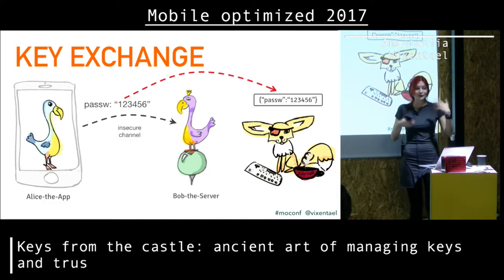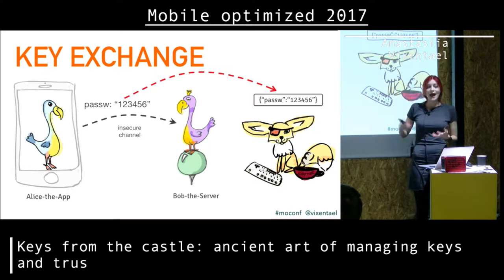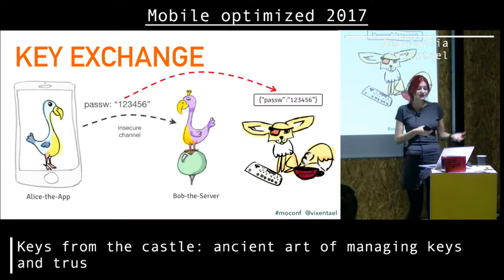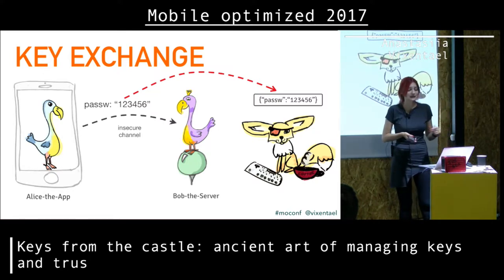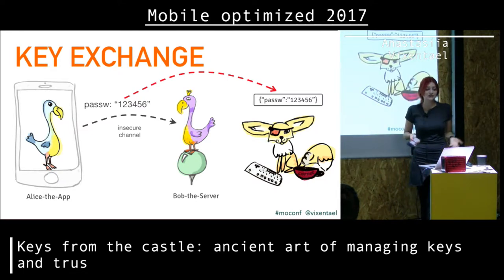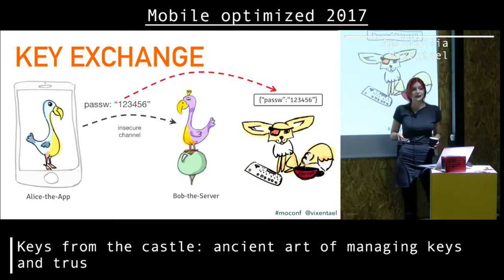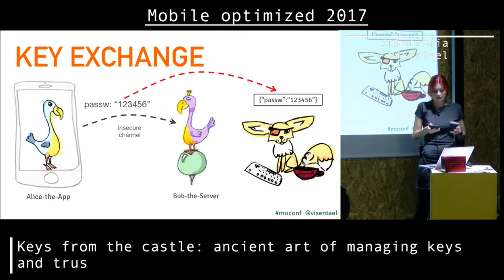So we're talking about key exchange, right? In a world of passwords, Alice just tells Bob the secret, and sometimes it's fine, but sometimes the fox hears the secret and knows everything, and can impersonate anybody and steal any data. The idea is just don't send passwords and keys in plain text.